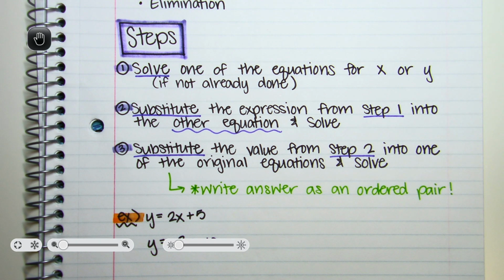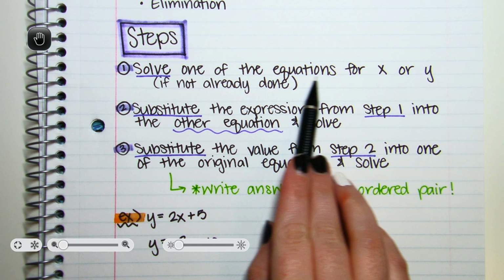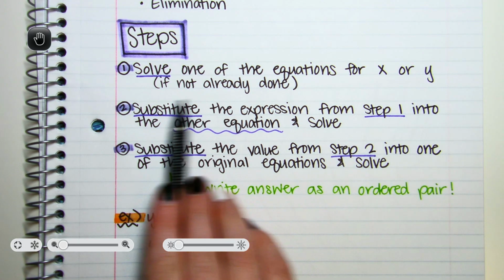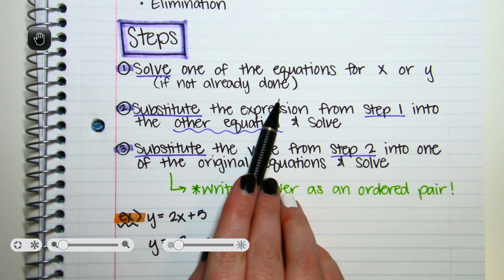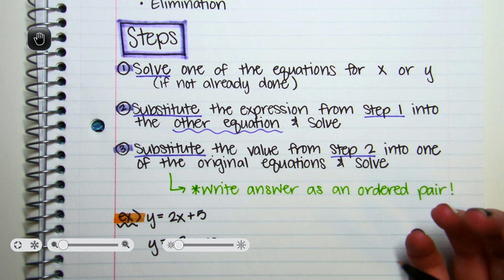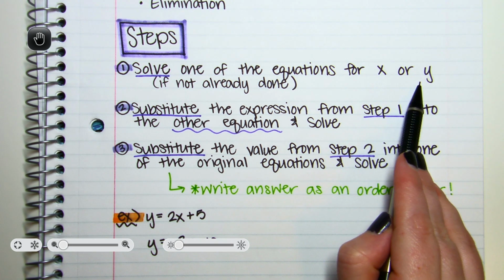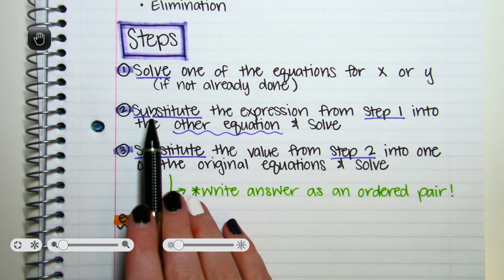All right, so step one for solving a system using substitution is to solve one of the equations for x or y if it's not already done for you. So a lot of times you'll be given an example that already says x equals or y equals, but if it's not, then you'll solve for x or y to just rewrite it.